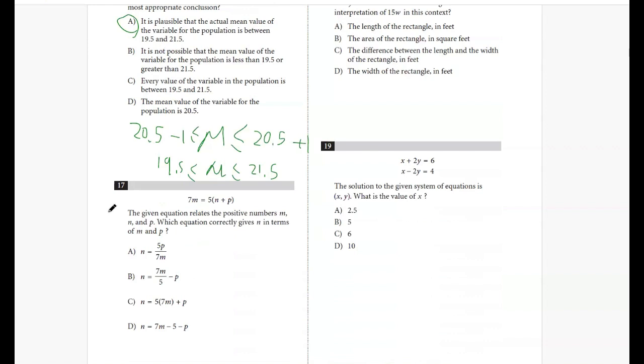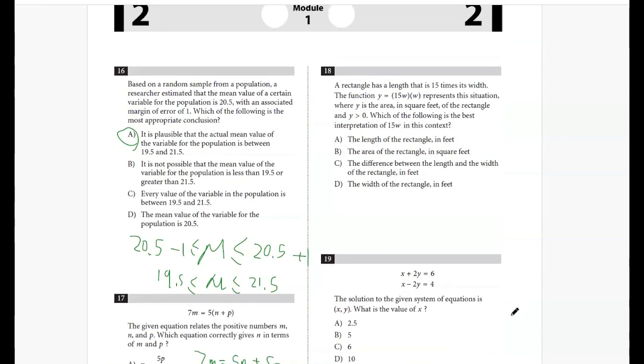The given equation relates positive numbers m and p. Which equation correctly gives n in terms of m and p? So we need to set n equal to something. I'm going to go ahead and work this out. 5n plus 5p, 7m minus 5p is equal to 5n. n is obviously going to be 7m minus 5p, all of that divided by 5. So B is the correct answer.